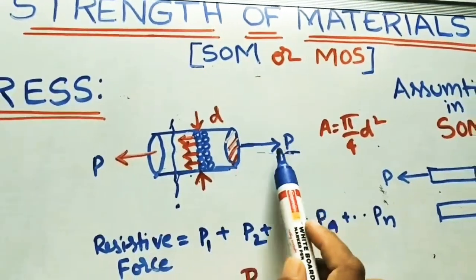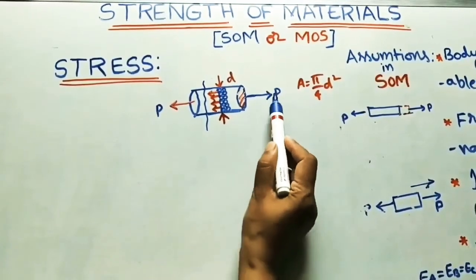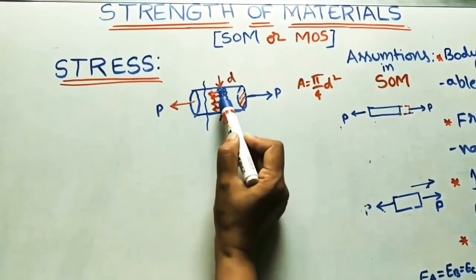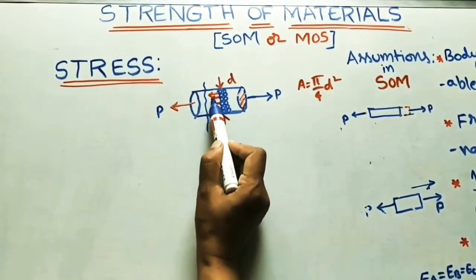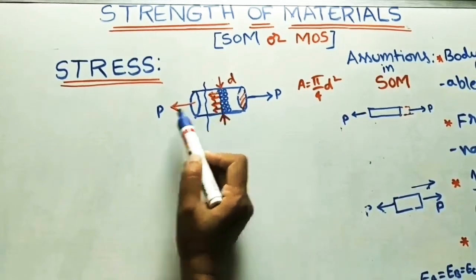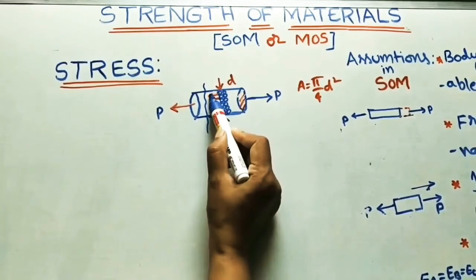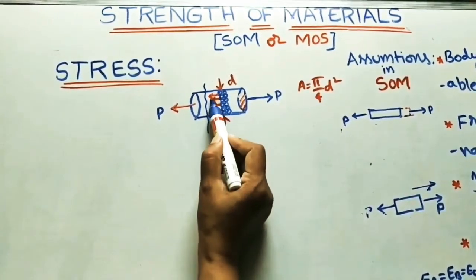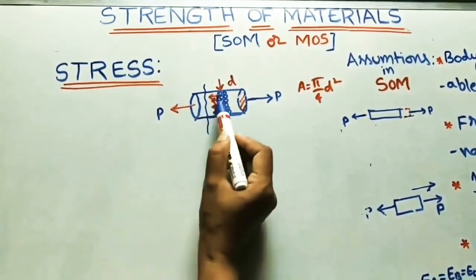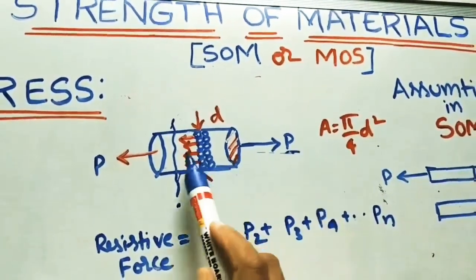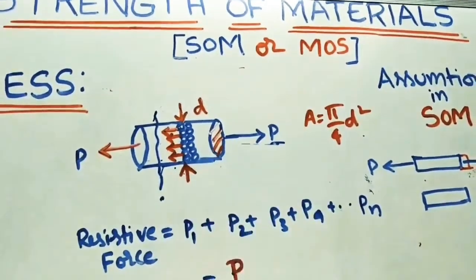On this side P is applying, and on this side are resistive forces. The object will try to elongate along the force direction. But if you see the internal arrangement of molecules, each and every molecule will try to come back in the opposite direction, to its original position. Let us take this molecule is producing P1 force, this is producing P2 force, P3, P4 in the opposite direction. So this is our main part now.